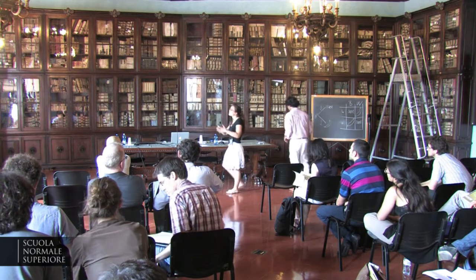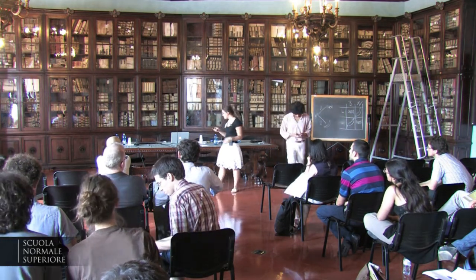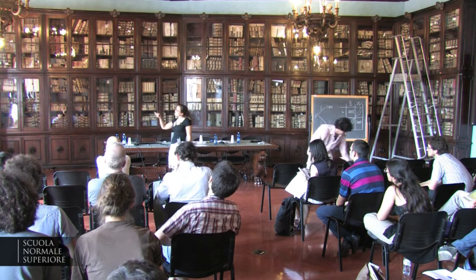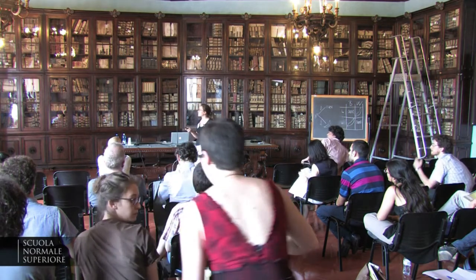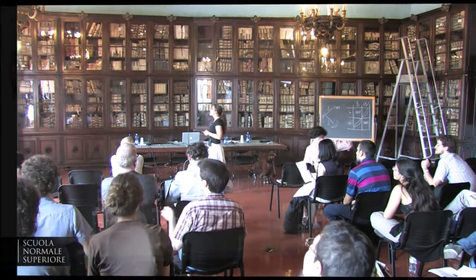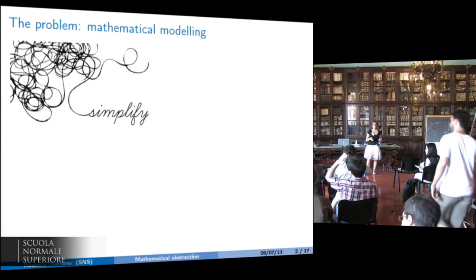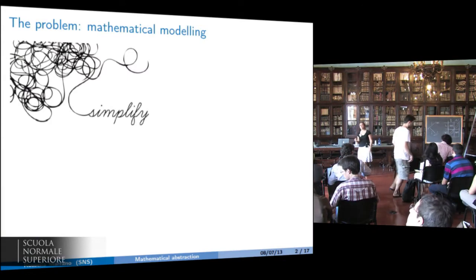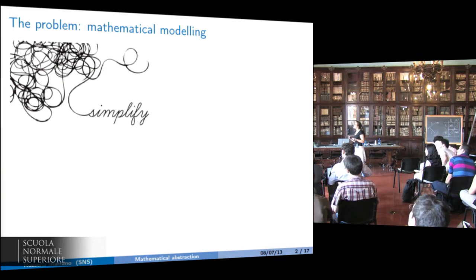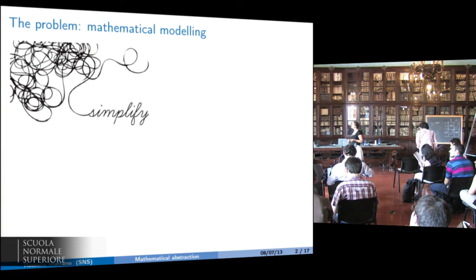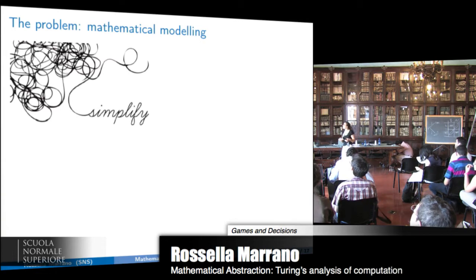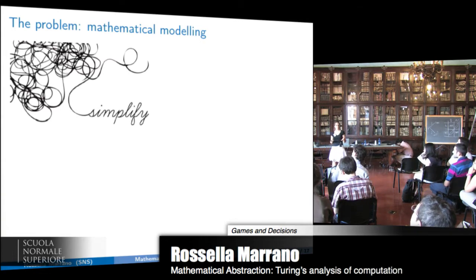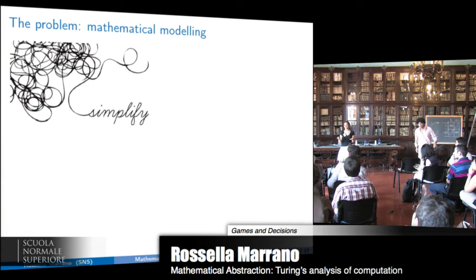Yes, this is a follow-up talk with respect to Eichel's one, because we are going to talk about mathematical abstraction by seeing a case study, that is Turing's analysis of computation. But we start with a very general problem. The problem is that of modeling, by using mathematical or logical tools, some real-life problems or some intuitive or informal notions. And the idea is that these notions are imprecise or complicated, and in order to make them tractable from a mathematical point of view, we need somehow to simplify them.